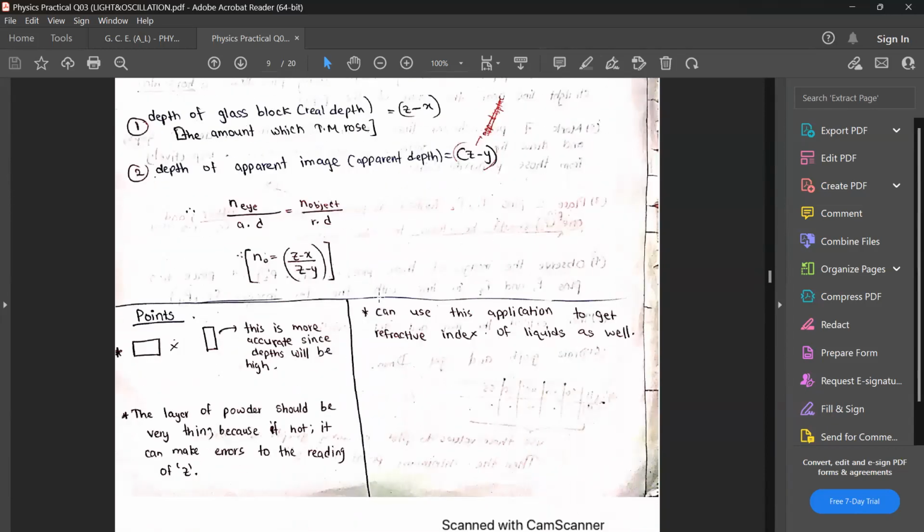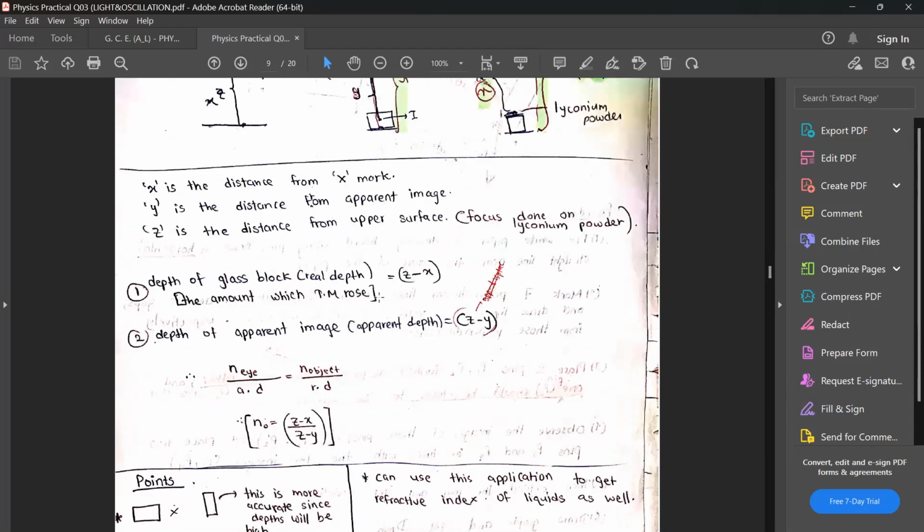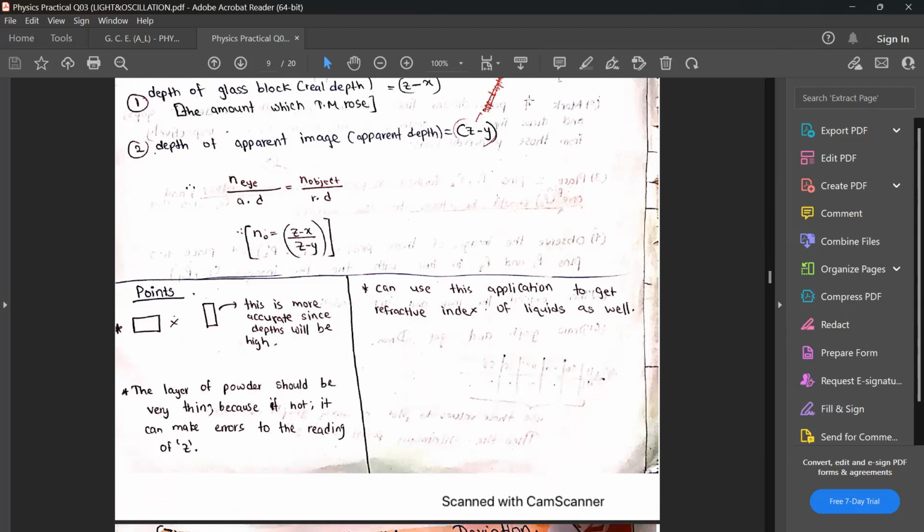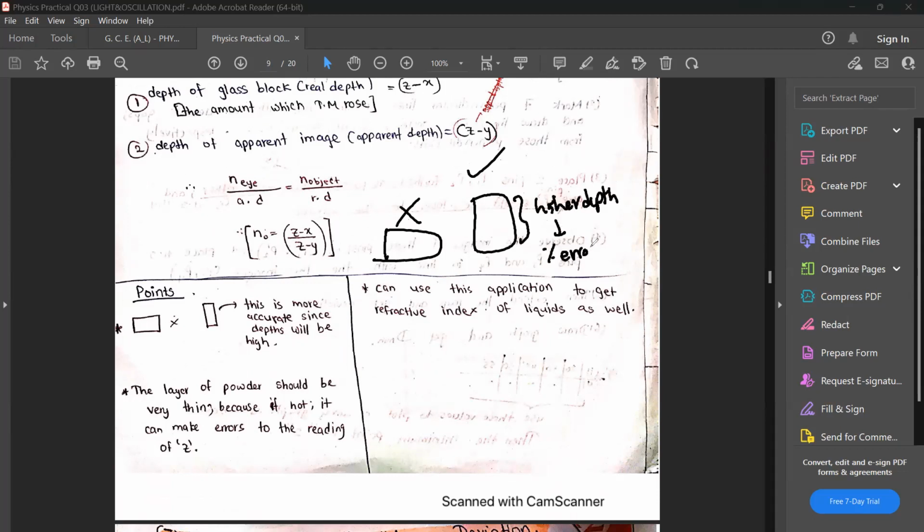This is more accurate since depths will be high. Now it's like this. So if you have the opportunity to take a certain glass block and keep it this way or this way, don't use this, use this one, because you will get higher depths. If any reading is higher in magnitude, that means the percentage error is lower. So that's the benefit we have in this arrangement.